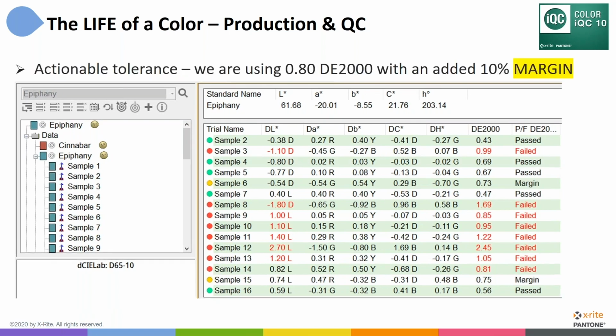In the software, we have the ability to add what's called a margin. And so here we added a 10% margin. What that means is that if a sample gets within 10% of failing, in other words, within 0.08 of my tolerance of 0.8, so at 0.72, it's going to switch from saying it passed to margin. And now you'll notice I have a couple of samples that are labeled as margin.